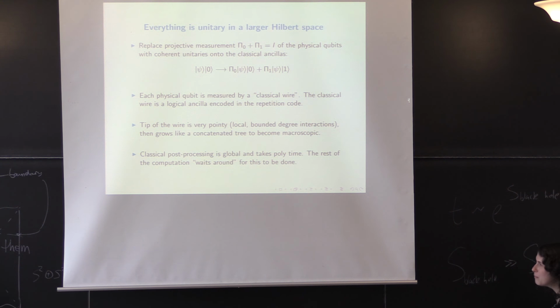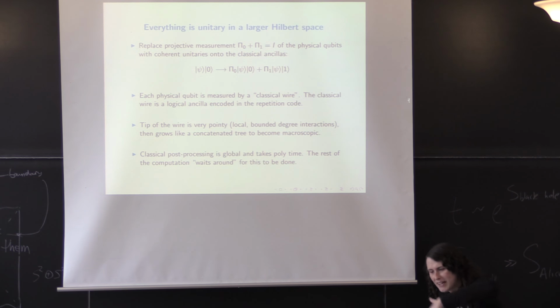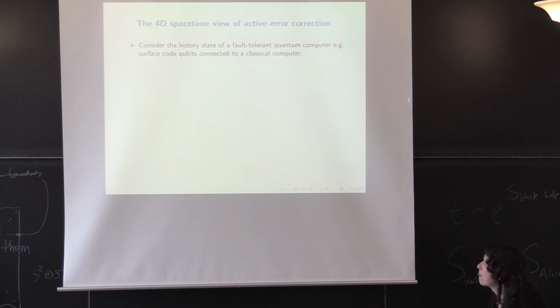And this classical post-processing that you do on the side is global. So you have to take an entire code block, which is macroscopic, measure all of the stabilizers, feed them into some coherent classical computation that proceeds for an amount of time that scales polynomially in the size of the code block. And meanwhile, everybody else, the quantum qubits are just waiting around. So they might be advancing their clocks, but nothing really interesting is happening. They wait around for the classical post-processing to be done, so then you can perform the conditional corrections or whatever you need to do back onto the quantum computational register.